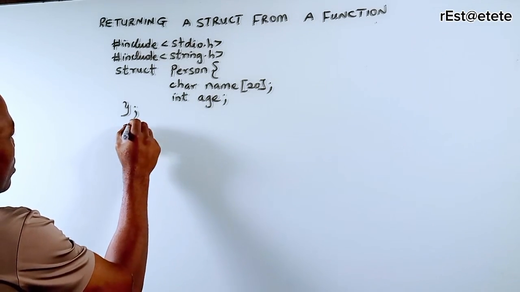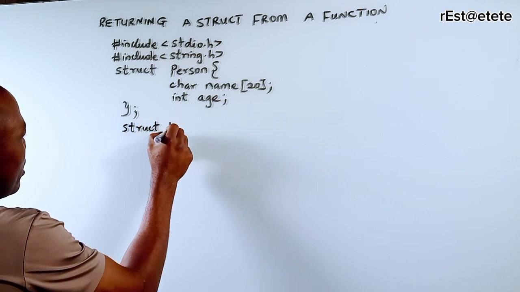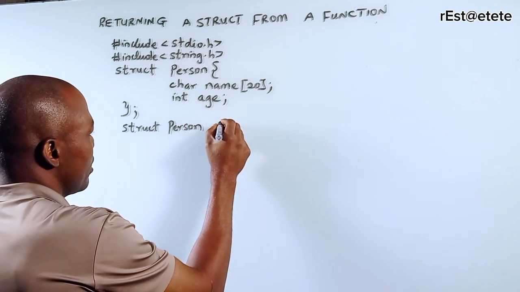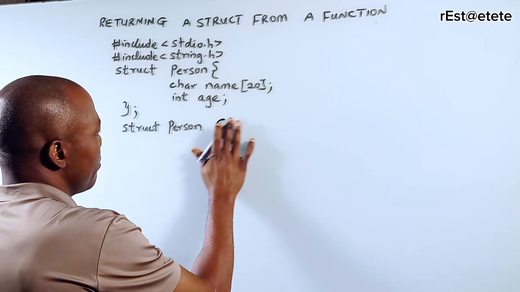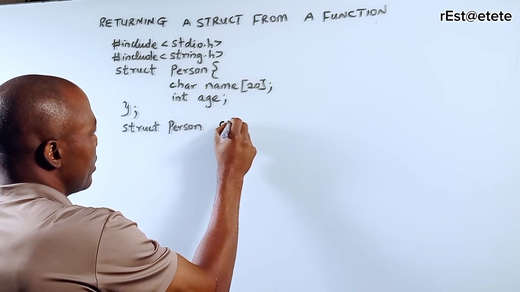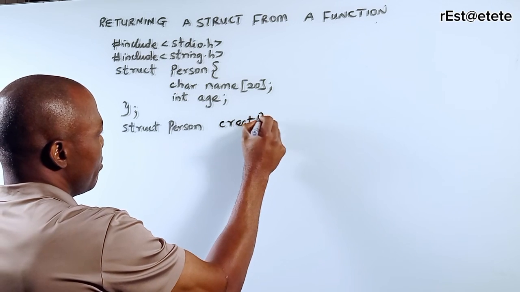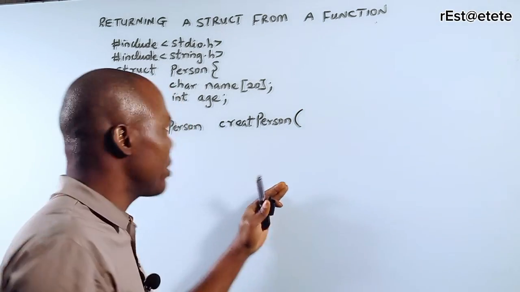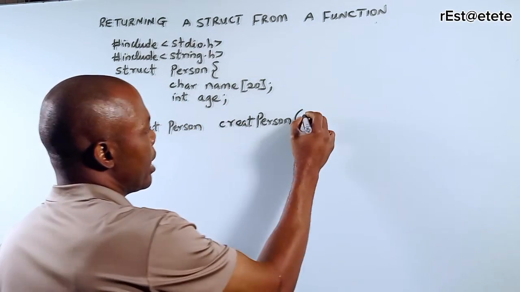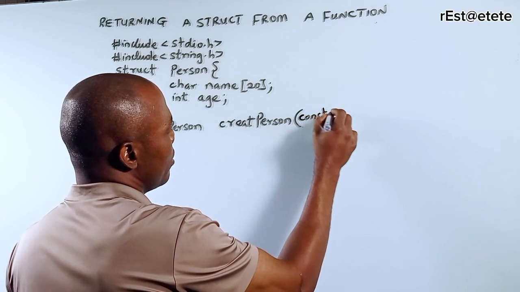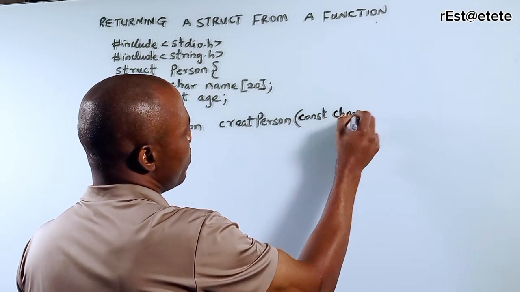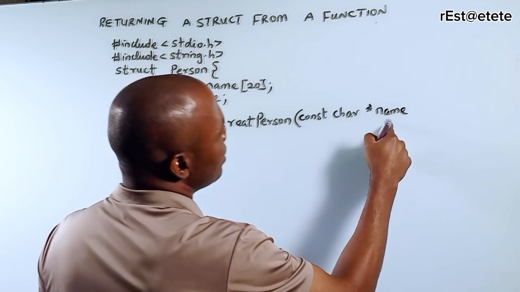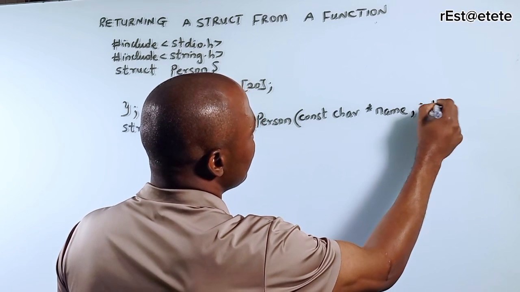So it will be struct person. Let's give our function a name, createPerson. So this function will expect two parameters, which is name and age. Now I'm going to use my const keyword, then char, I will explain why I'm putting the const. Then pointer name, and then int age.